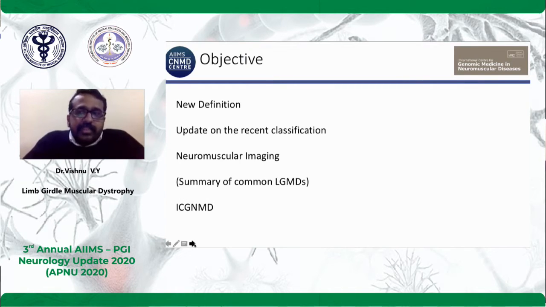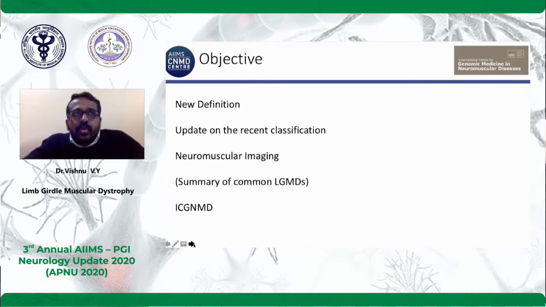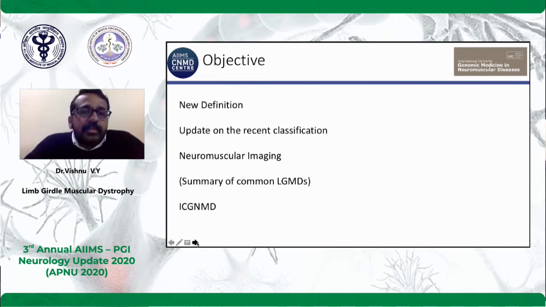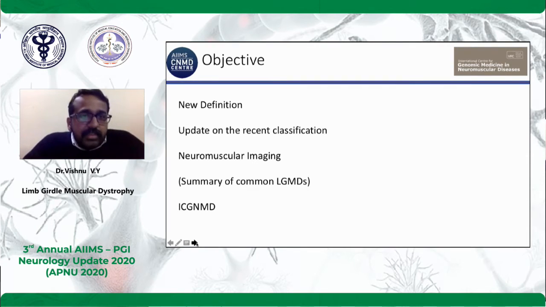My objective is to talk on the new definition of limb girdle muscular dystrophy. Some of you may be thinking, was there an old definition or not? I don't know how many of you are aware that there was a definition. If not, yes, there was. An update on the recent classification: all of you would have known the old classification.